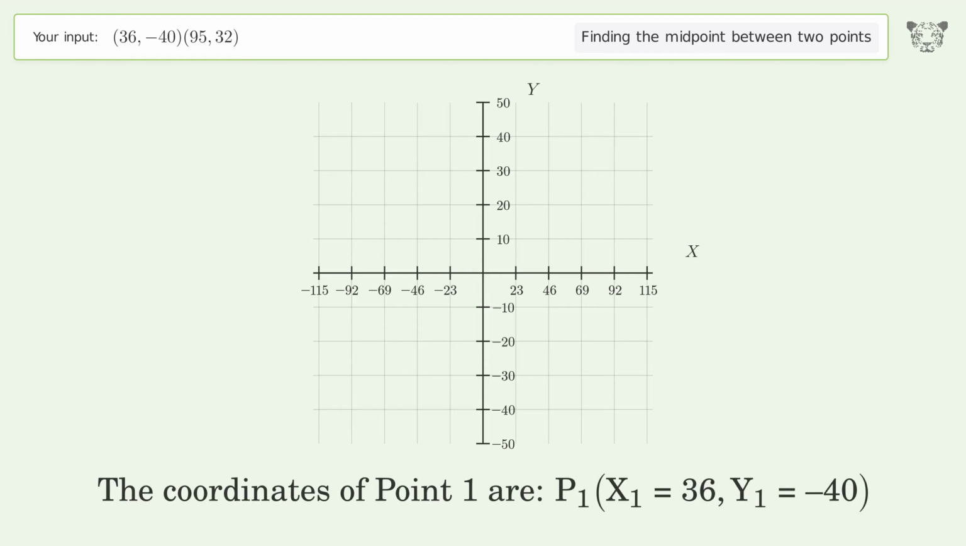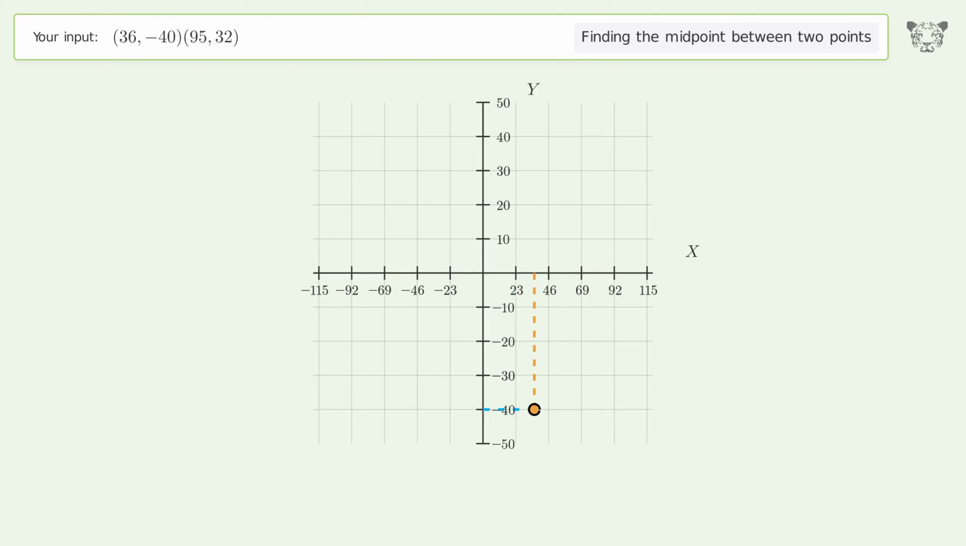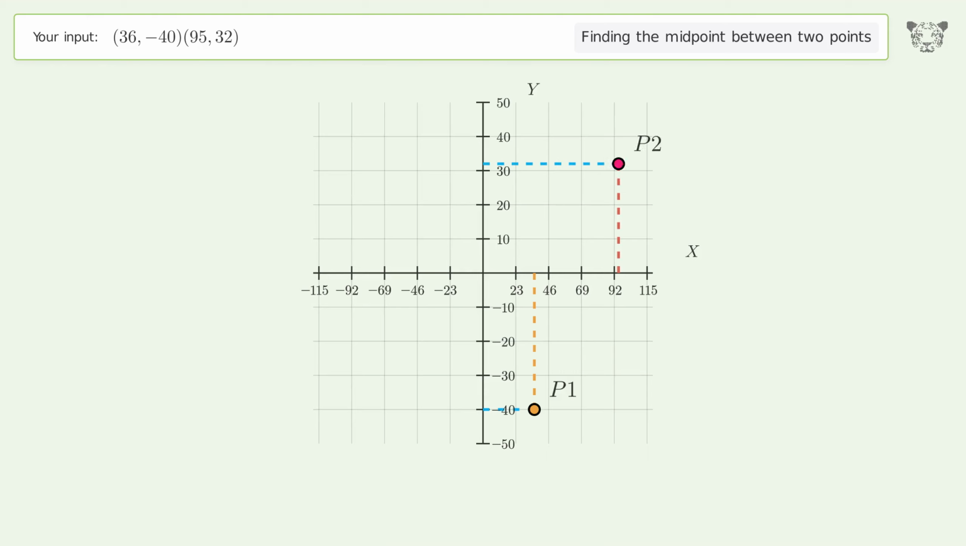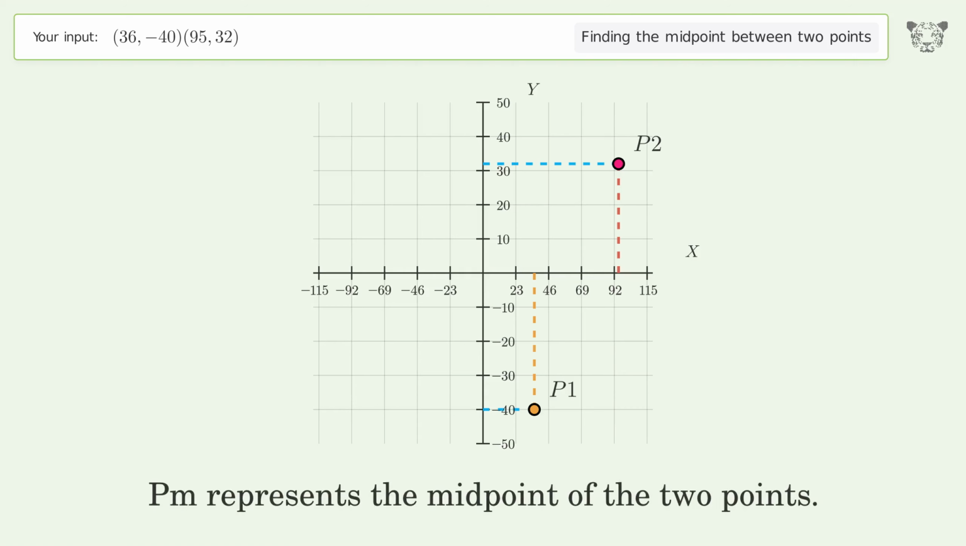The coordinates of point 1 are, x1 equals 36, y1 equals -40. The coordinates of point 2 are, x2 equals 95, y2 equals 32. PM represents the midpoint of the 2 points.